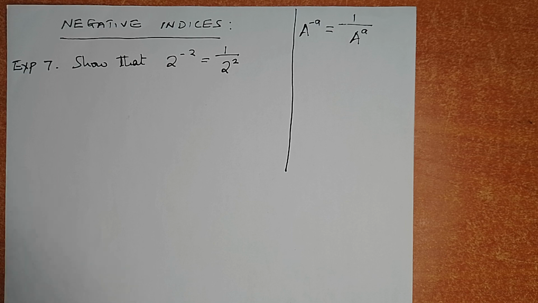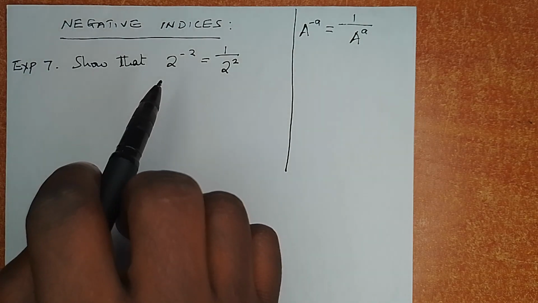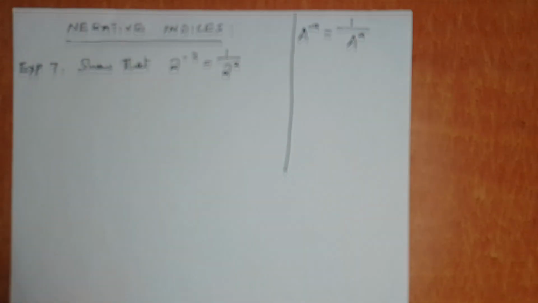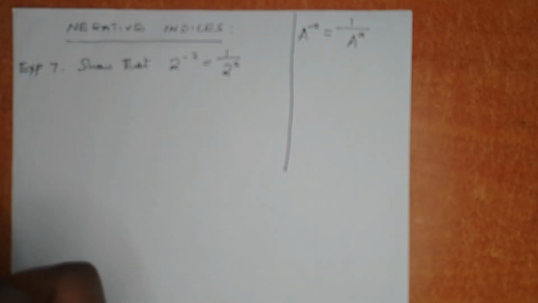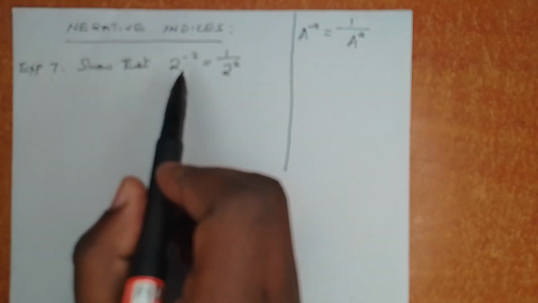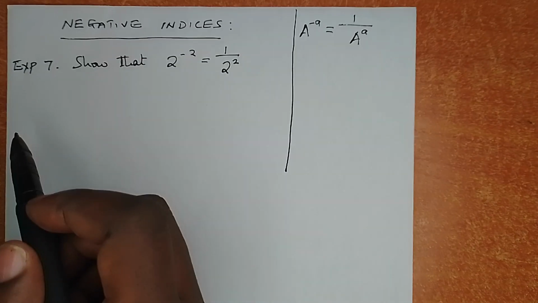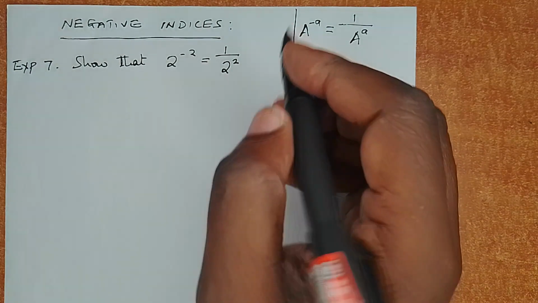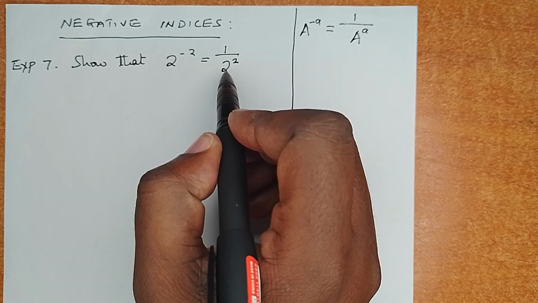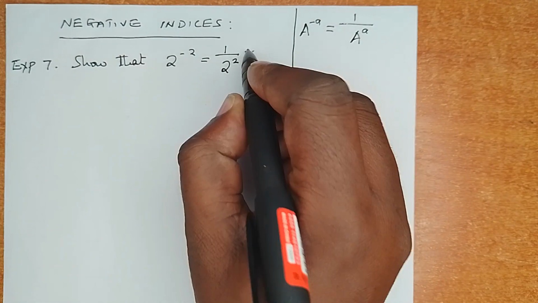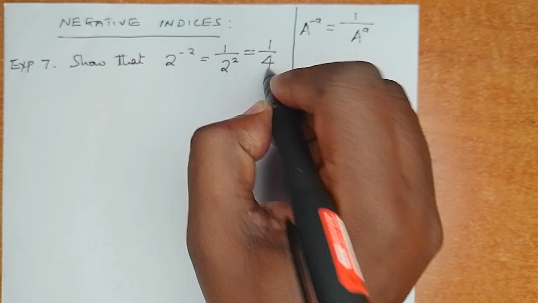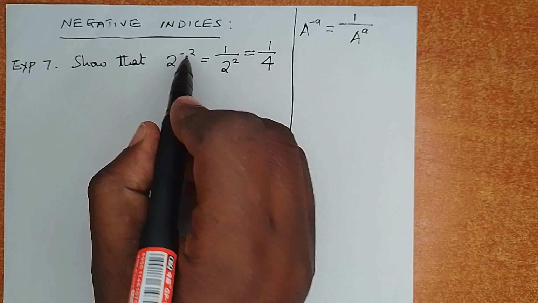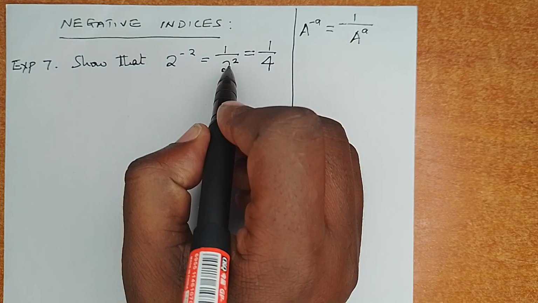Now, in example 7, we are told to show that 2 raised to power negative 2 can be written as 1 over 2 raised to power 2. And it goes without saying, this is exactly what the law states. But how do we show this? This is 1 over 2 raised to power 2, which is basically 1 over 4, because 2 squared is 4. This is what the law states. 2 raised to power negative 2 is equal to 1 over 2 raised to power positive 2.